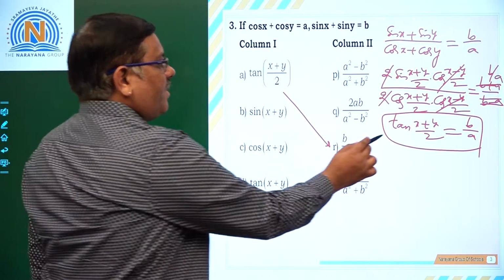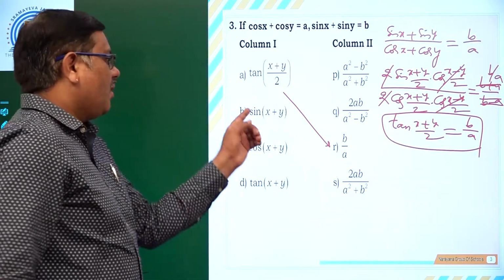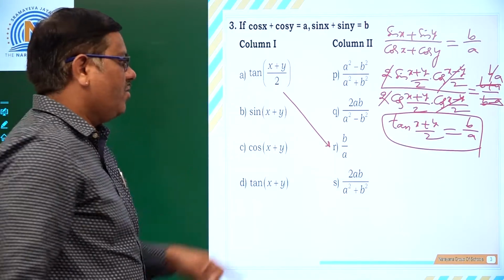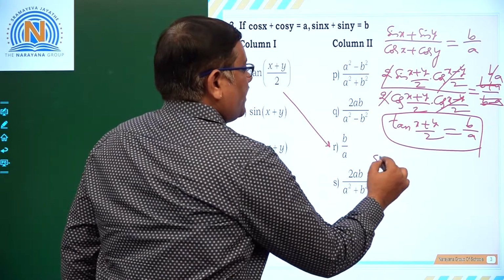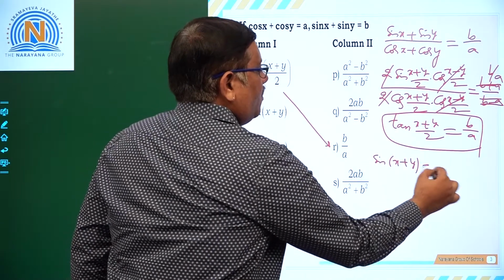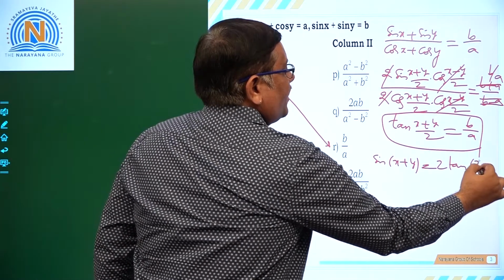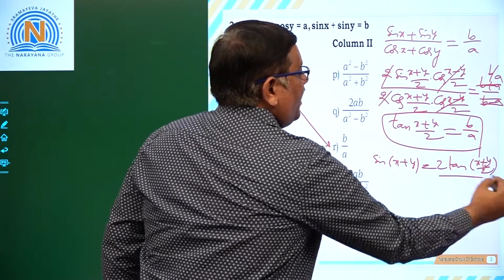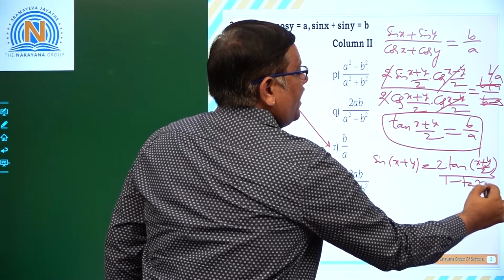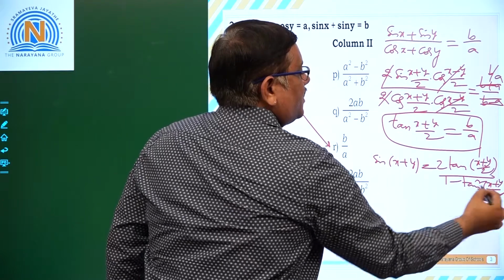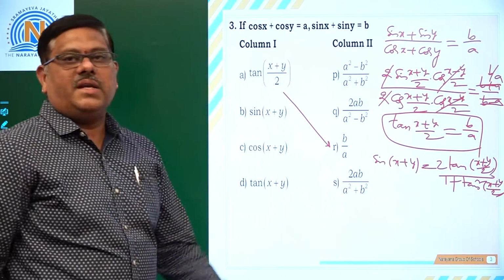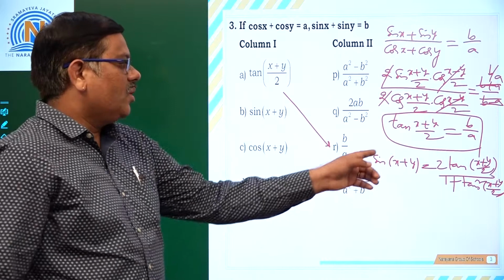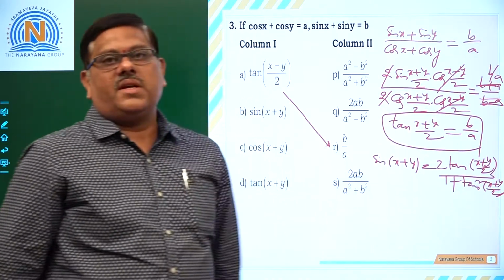Next, if tan of (x+y)/2 is known to you, you can find all these three things. How? If you want sin(x+y), that is equal to 2 tan((x+y)/2) by 1 minus tan square((x+y)/2). Is it 1 minus or 1 plus? 1 plus. Sin is 1 plus, tan is 1 minus. So 2 tan((x+y)/2) by 1 plus tan square((x+y)/2).